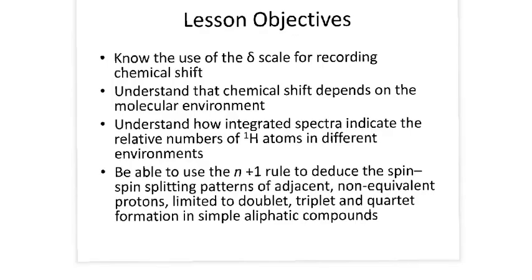So lesson objectives for this lesson are to know the use of the delta scale for recording chemical shift, understand the chemical shift depends on the molecular environment, understand how integrated spectra indicate the relative numbers of proton atoms in different environments, and be able to use the n+1 rule to deduce the spin-spin splitting patterns of adjacent non-equivalent protons, limited to doublet, triplet and quartet formation in simple aliphatic compounds, so we don't need to worry about aromatic compounds.